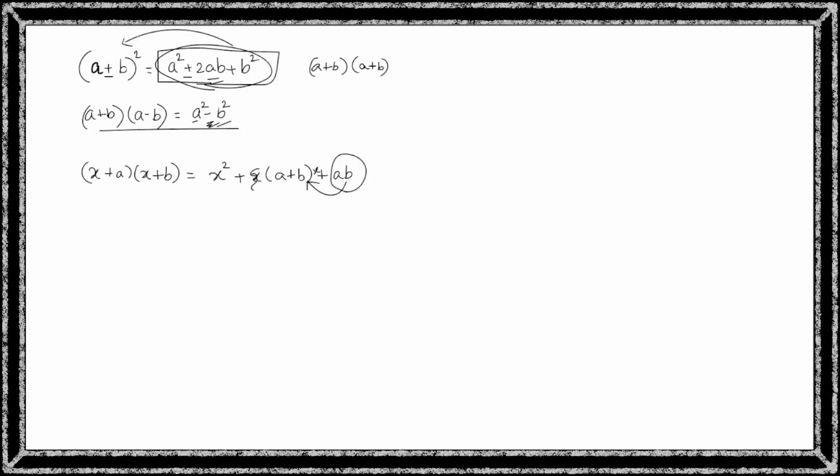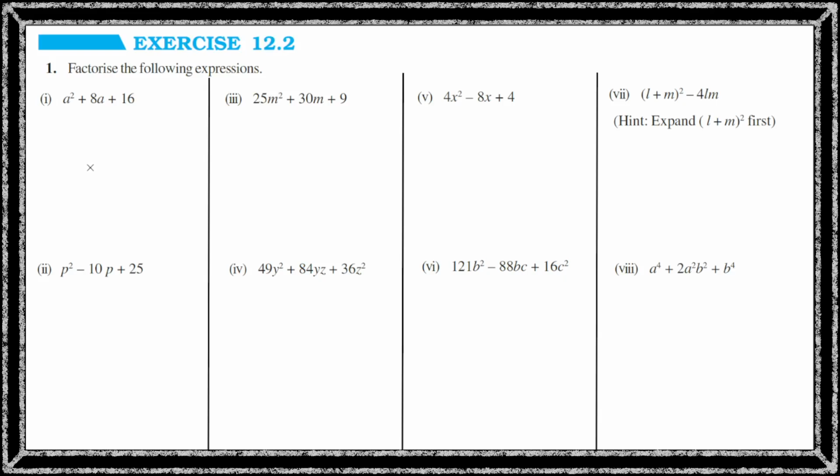So let's start the exercise. The first question in the exercise says factorize the following expressions. So like I said, it has three terms, so you have to guess that maybe the identities will be helpful, and you can see that this is a perfect square, right? So far so good. This is a perfect square, so that's going to be helpful for me. And 16 is also a perfect square, right?